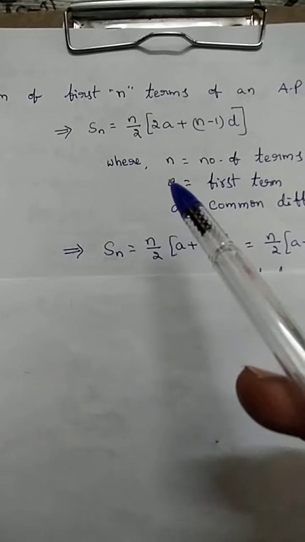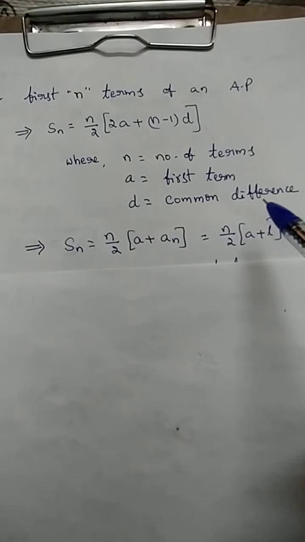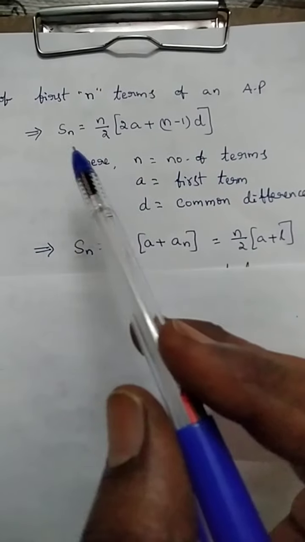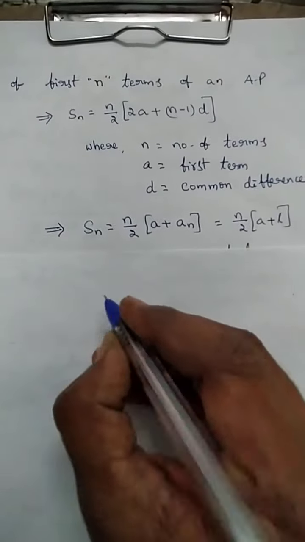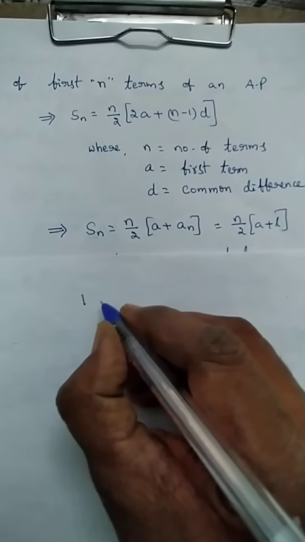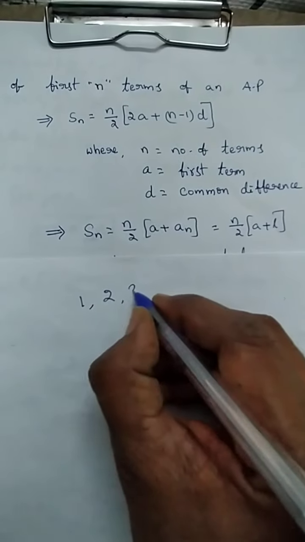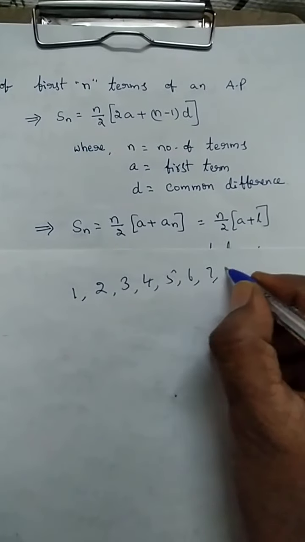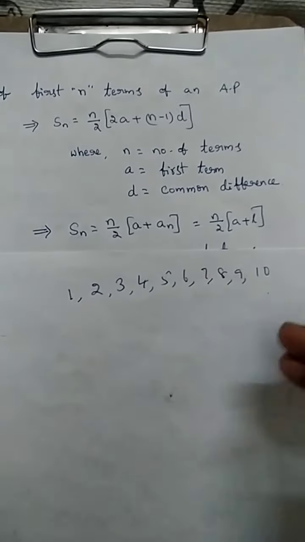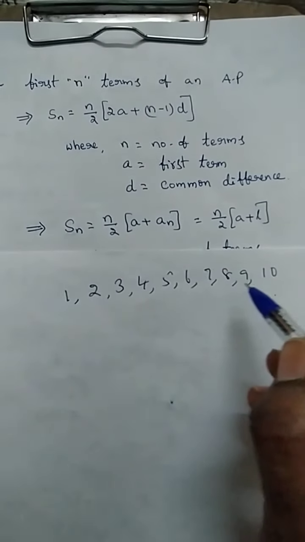Here, n is the number of terms, a is the first term, and d is the common difference. So this is the formula to find the sum of the first n terms of an AP. For example, all the natural numbers are in AP, we already know that: 1, 2, 3, 4, 5, 6, 7, 8, 9, 10, and so on. So all these numbers are in AP.